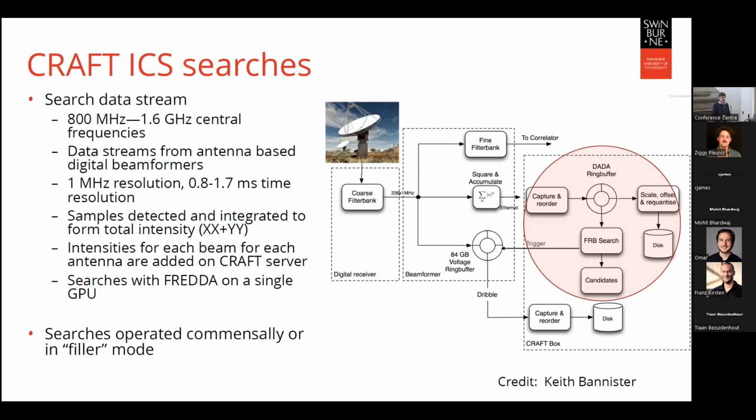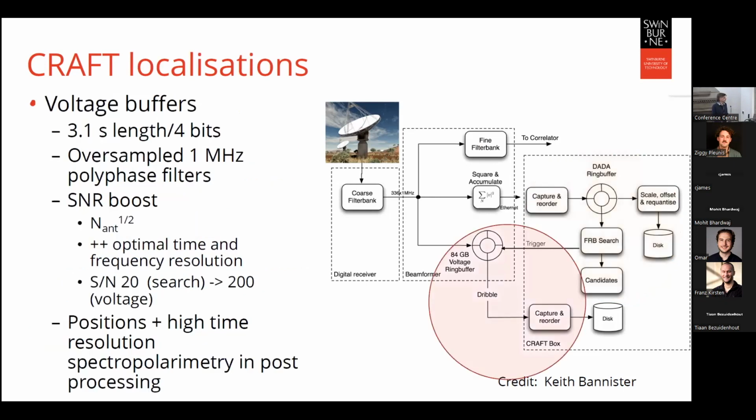The samples are detected and integrated, and then added together in intensity. So this is why we call it an incoherent sum. And we search for the dispersed signals with FREDA on a single GPU on site. As I said, these searches have been operating commensally or in filler mode. What I mean by that is that in between other scheduled observations, there's some flexibility to run the CRAFT system on other fields. So that's how we find FRBs.